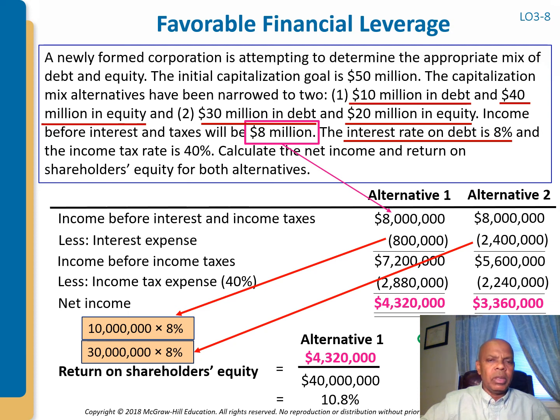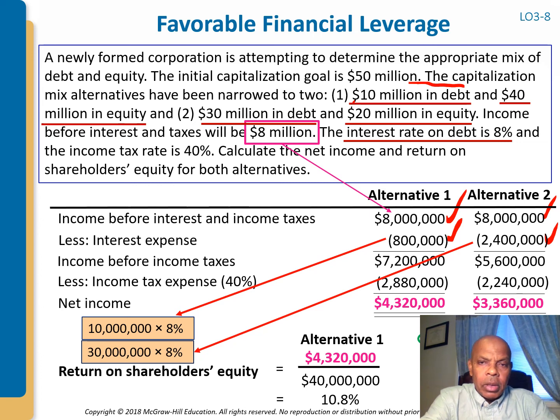Let's take a look at this one. It's a very good example. Let's see how to decide which one to use depending on the situation. Income before interest and taxes is 8 million in both cases. Keep it simple, right? 8 million and 8 million. Interest expense depends on how much money you borrow. For option 1, you borrow only 10 million, so 8% of 10 million is 800,000. For option 2, you borrow 30 million, and 8% of 30 million is 2.4 million, right?